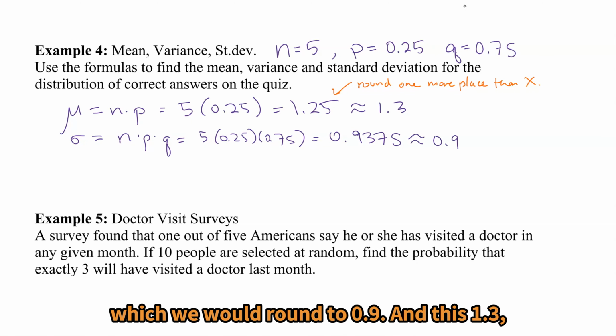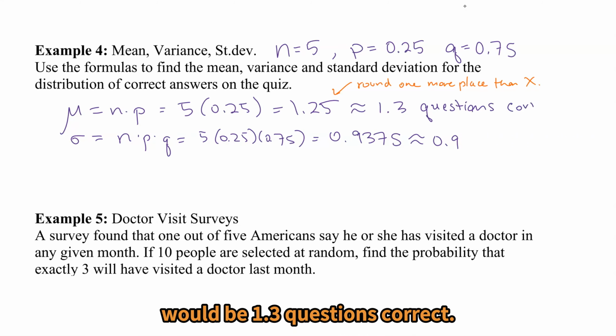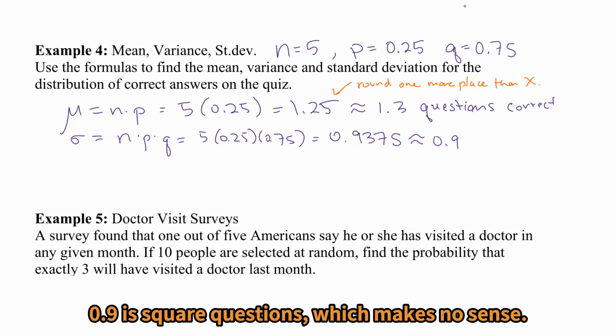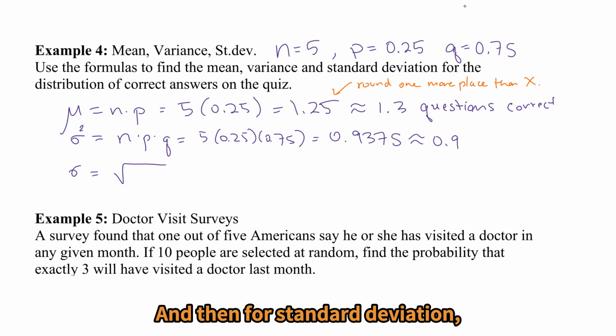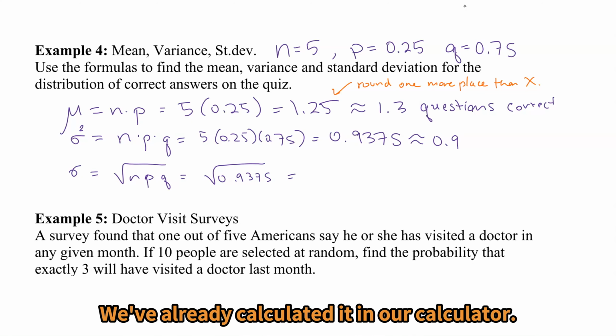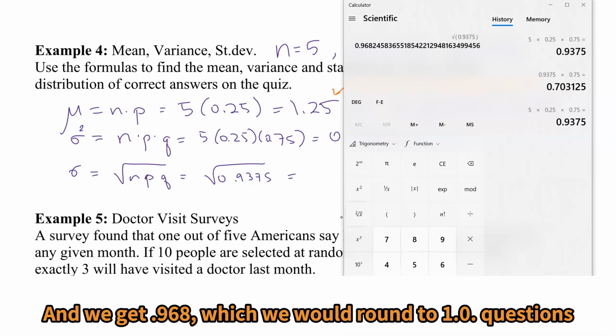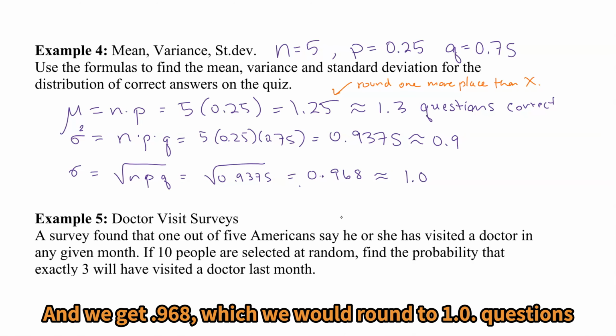And this 1.3, sorry to jump back, the mean would be 1.3 questions correct. 0.9 is square questions, which makes no sense. And then for standard deviation, we would take the square root of 0.9375. We've already calculated it in our calculator, so we take the square root, and we get 0.968, which we would round to 1.0 questions.